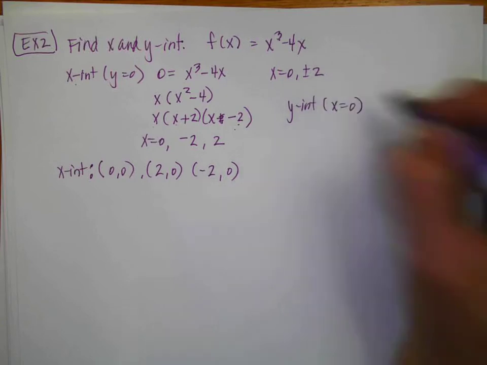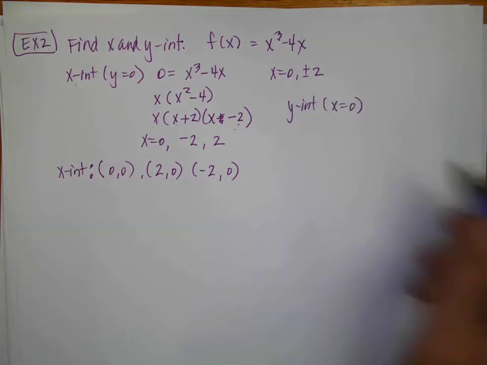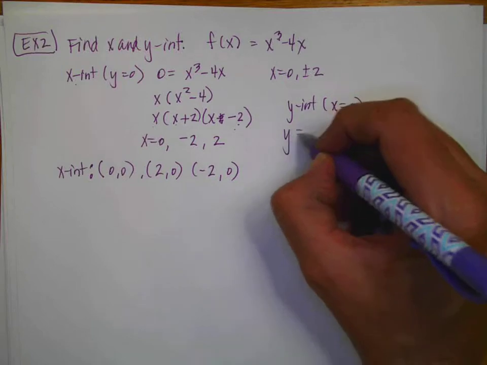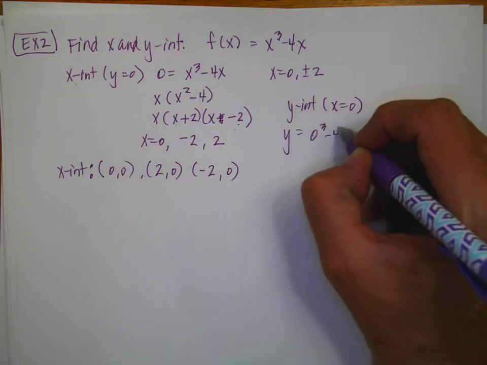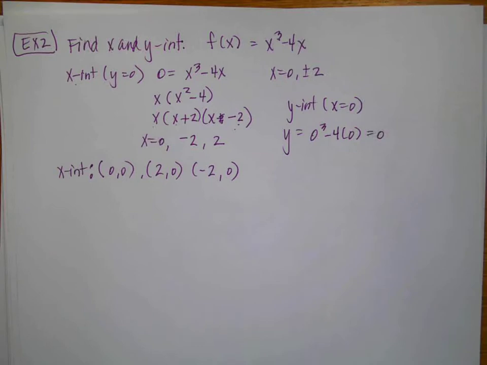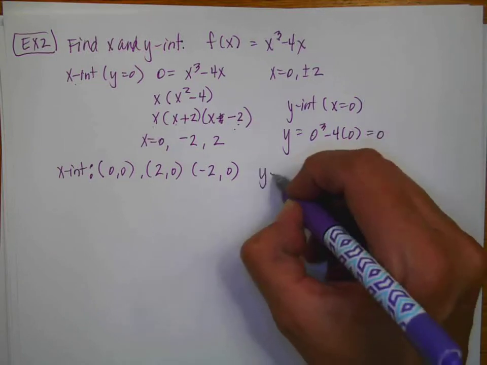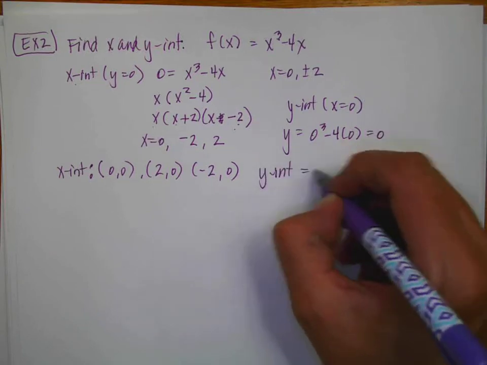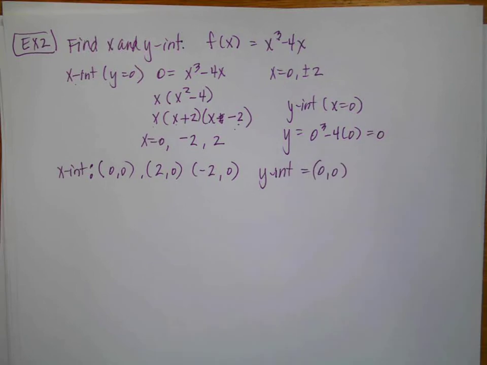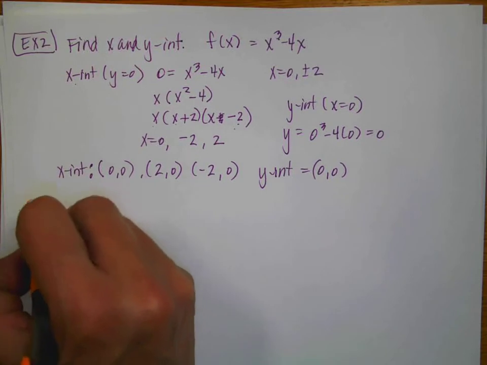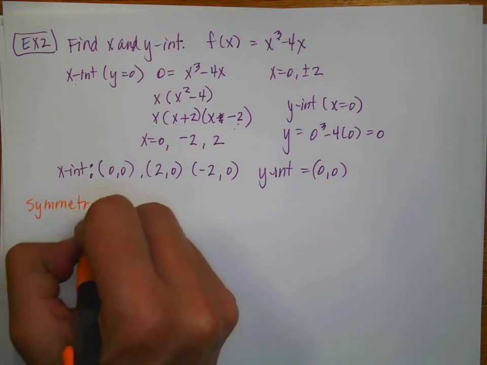The y-intercept is when x is 0. Well, if x is 0, hallelujah, the math is easy. So y is going to equal 0 cubed minus 4 times 0, which is a big fat 0. So then the y-intercept is going to be the origin (0, 0). So that was pretty easy. The next thing that we want to talk about is symmetry.